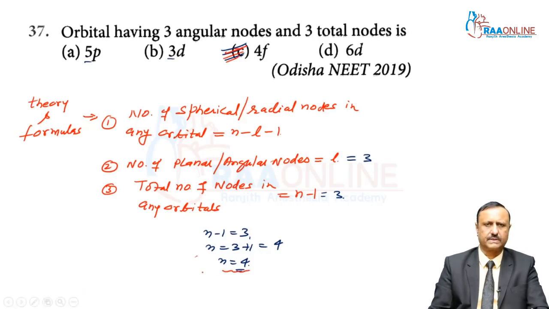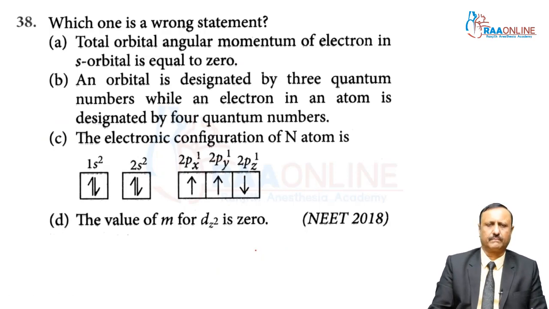Now, my dear students, we can see question number 38. In question number 38, which one is the wrong statement? Here they want the wrong statement. Here you can see the wrong statement is this one. Why? Because all electrons are present in the same direction, but here you can see this electron is present in a different direction. So, it is a wrong answer.